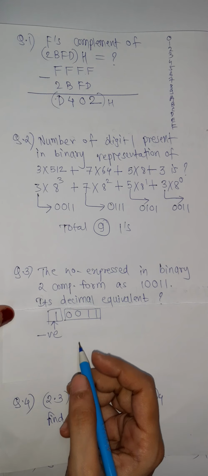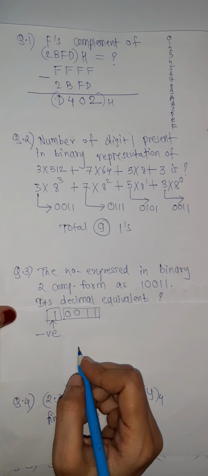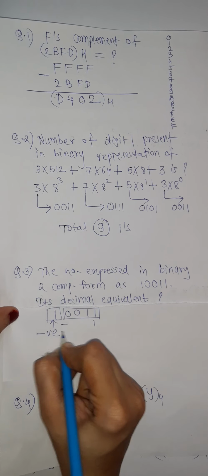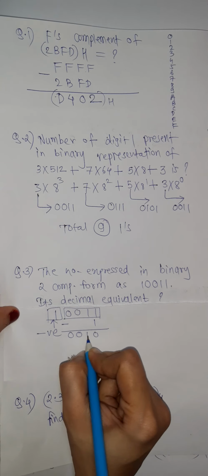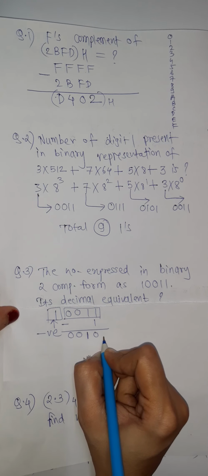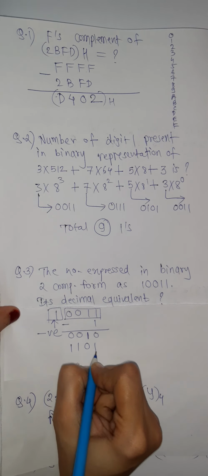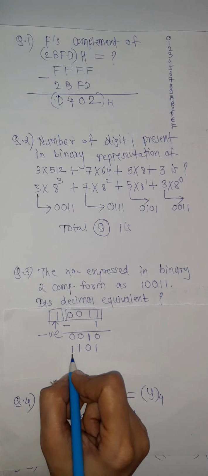So first of all we will convert it into 1's complement. To convert it into 1's complement, we will subtract 1 from this. So we will get 0010. And now this is the 1's complement of the number. So the actual number will be 1101. So now this number will be 1101.